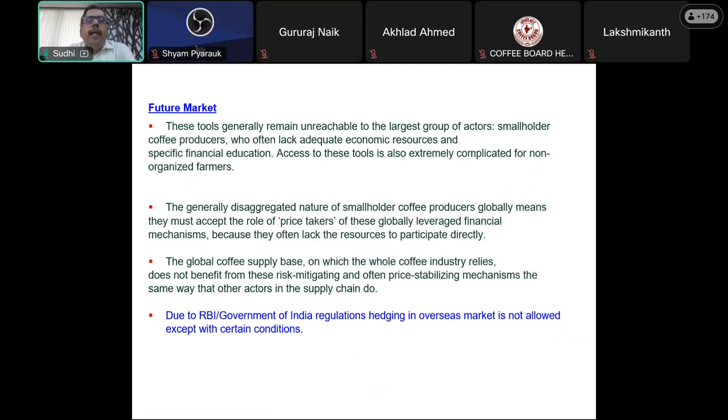So clearly, these tools are not available, but I can share that the price mechanism which works in India on the coffee market is all linked to the future market which is available there. If you look at it today, the price mechanism which gets into the Indian market is based on the markets in London and New York. We have two markets, one in London, which is for Robusta, and another in New York, which is for Arabica.